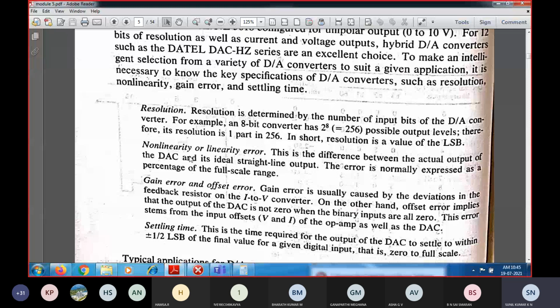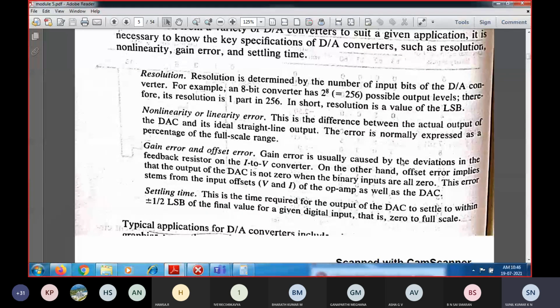So gain error is nothing but a deviation from the feedback resistor. We know what type of op amp you are going to use and what is the gain corresponding to that op amp. If it is connected in the inverting configuration, you will be getting a gain of minus RF by R1. If it is connected to the non-inverting terminal, it means 1 plus RF by R. So that gives the gain. If it is having any deviation in that gain, that is nothing but the gain error.